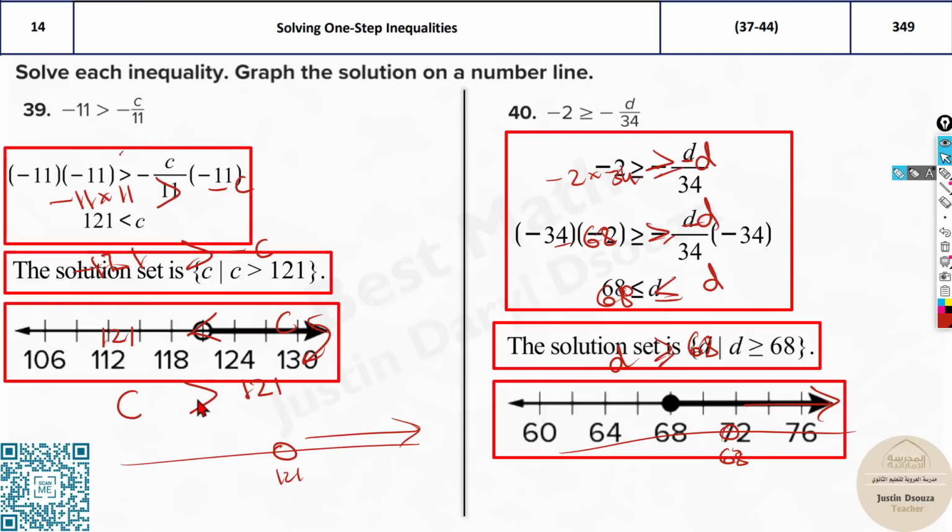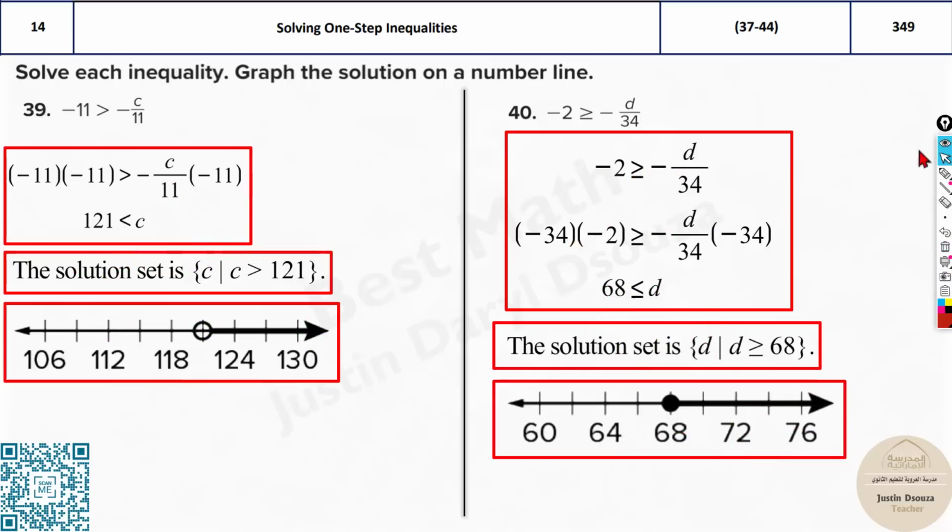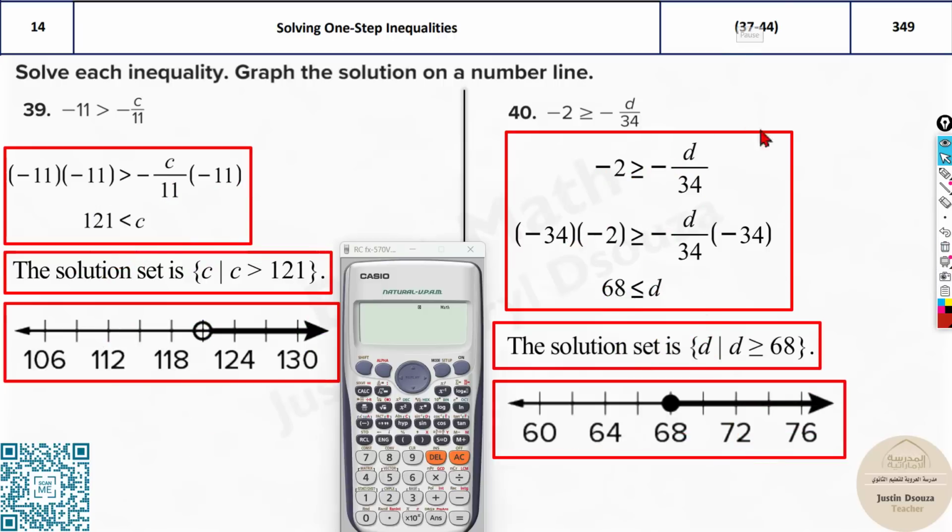Here you can see it's 121 over here and there's 60. Now I made a mistake in the second one. I didn't make it a point. Since it's greater than or equal to, it must be a point. Now let me show you some shortcuts. You can do this in the calculator as well, but there are a few drawbacks.